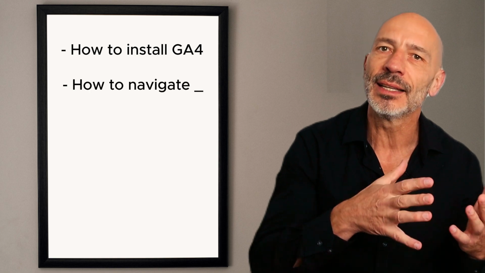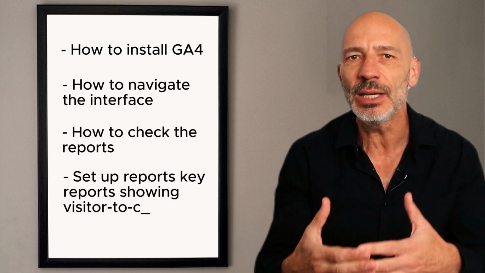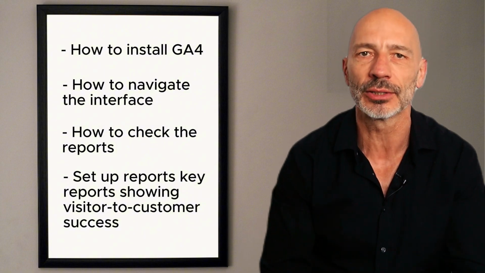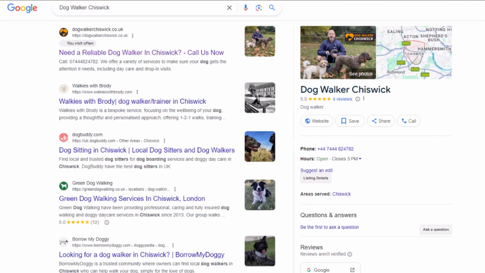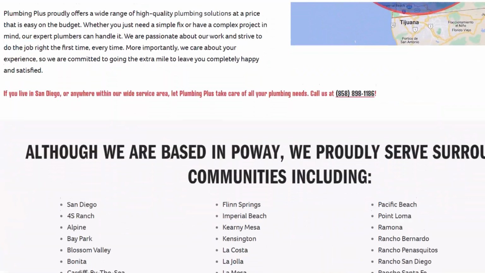By the end of this guide, you'll know how to install GA4 on your website, navigate the interface, check out all the different reports, and set up the key ones that show how well your site is turning visitors into customers. Although this guide can help anyone with a website, I'll focus on small businesses as usual. So if you're looking to track your Google business activity or specific location pages on your site, you're in for a treat.